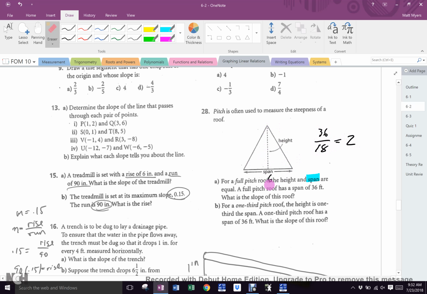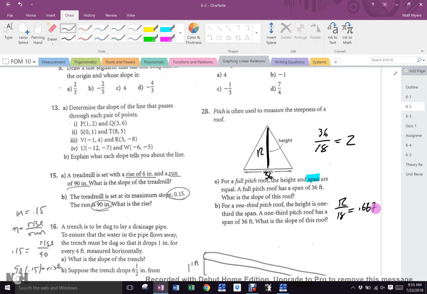For the 1/3 pitch roof, the height is 1/3 of the span. So the span is still 36. The height is 1/3 of 36, which is 12. But the slope is 12 over 18, which is 0.667. Okay? Or 2/3. Everybody good?